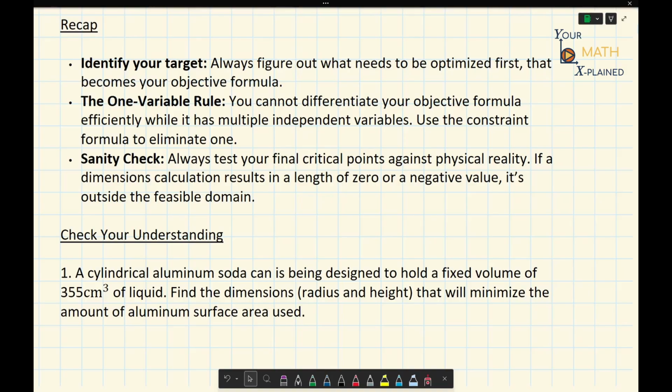And once you've found your critical points, there are a couple of checks you need to do. The first thing is to make sure that it's within your feasible domain. The second thing is that critical points only tell you that the tangent is 0 there, but they don't tell you if it's a max or min. So if you're looking for a maximum, make sure that the critical point is actually a maximum and not a minimum, and vice versa.